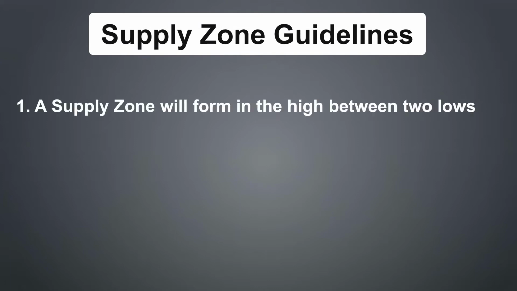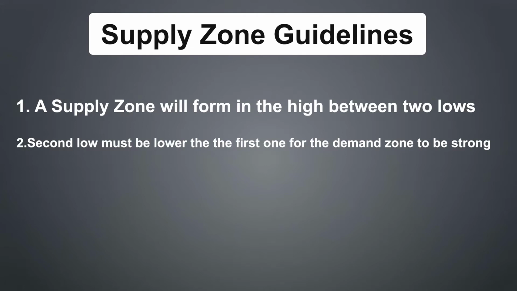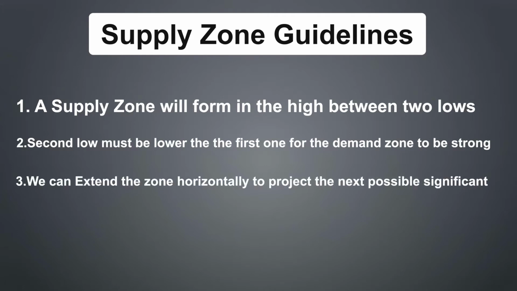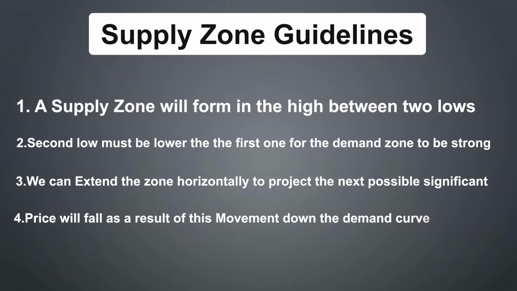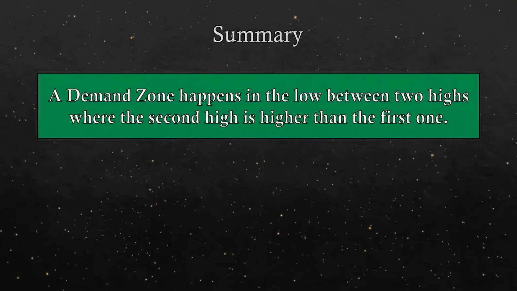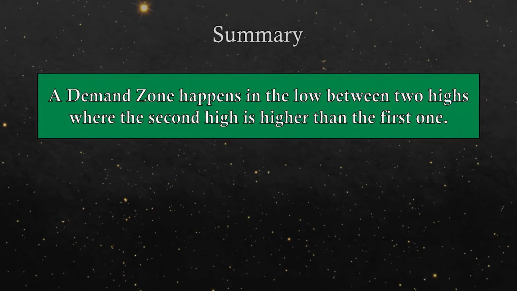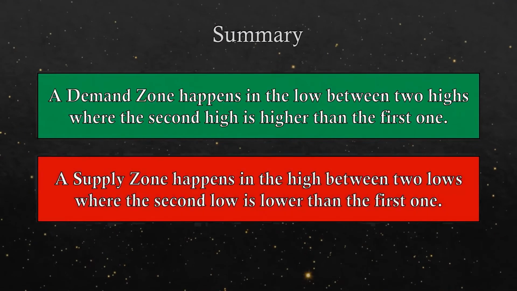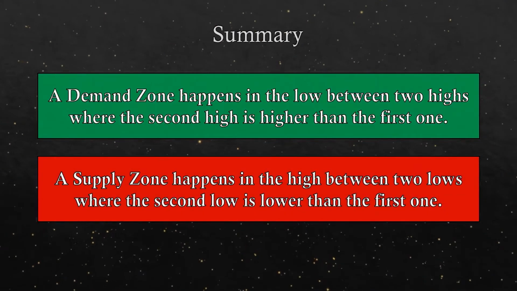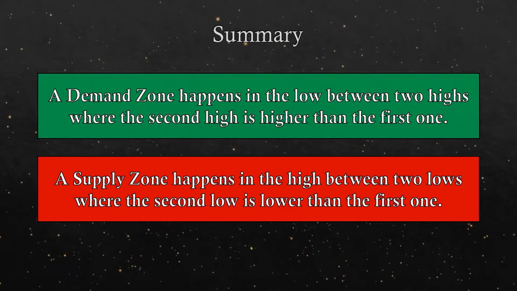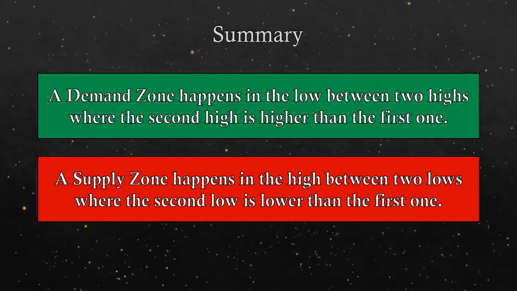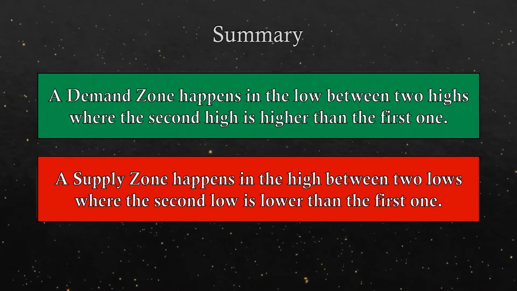There are certain guidelines which you have to follow in the supply zone also. The supply zone is formed in the high between two lows, and the second low must be lower than the first one for the zone to be strong. We can extend the zone horizontally to project the next possible significant level. In summary, the demand zone happens in the low between two highs, where the second high is higher than the first one, and the supply zone happens in the high between two lows, where the second low is lower than the first one.